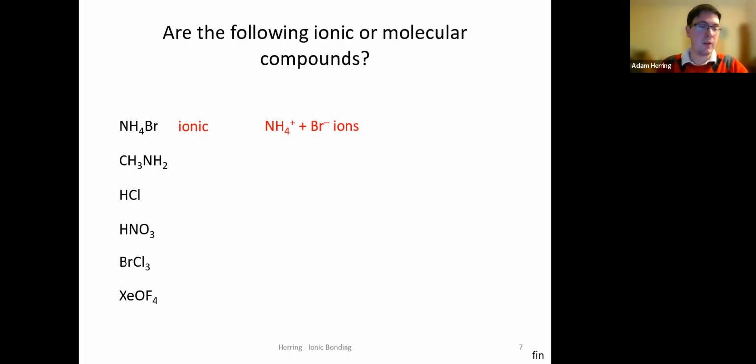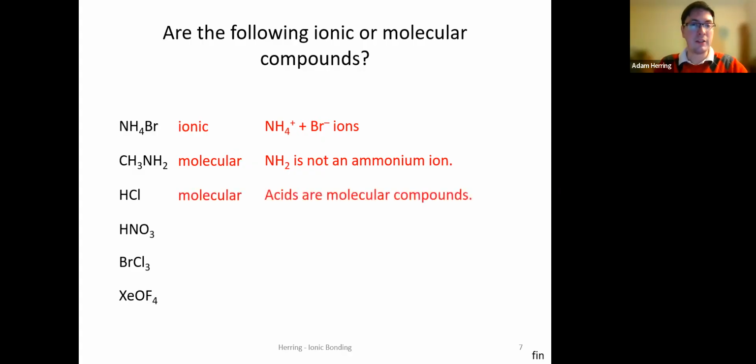The second molecule, when you look at it, it consists entirely of nonmetals. Carbon, hydrogen, and nitrogen are all nonmetals. Therefore, this is a molecular compound. It's important to distinguish between ammonium and the other groups that contain nitrogen in them. Ammonium is going to have NH4 as its component. This third compound consists of hydrogen and chlorine. Those are both nonmetals, and therefore this is a molecular compound. We'll learn later that this is an acid, and all acids are molecular compounds.